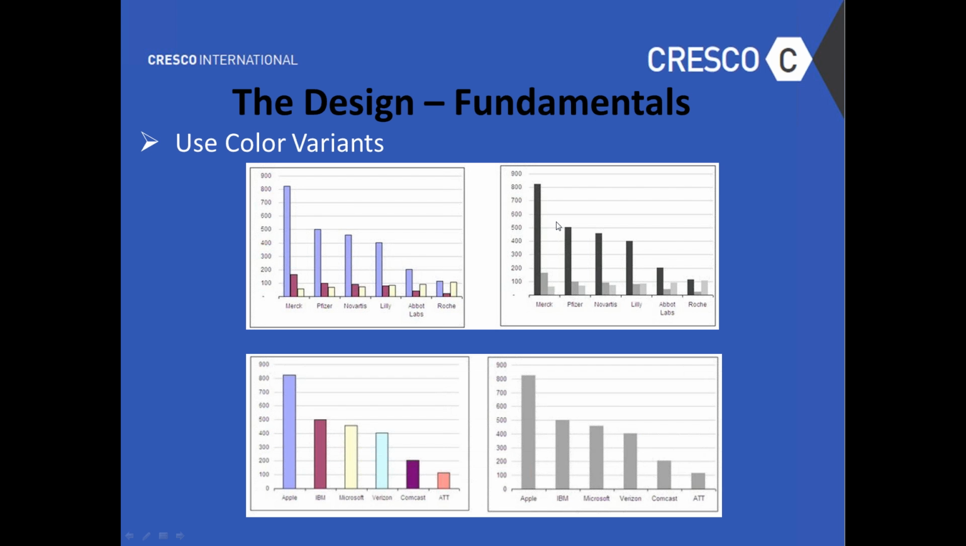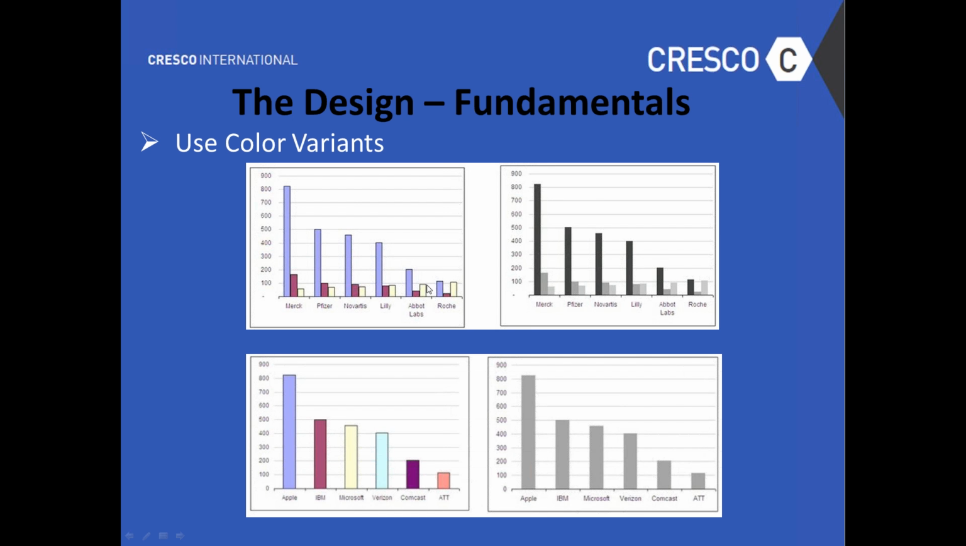And try to use color variance. When you're looking at the top part of this page, left and right hand side, you'll notice that the variants on hue or gray show different data series. So it's much easier to relate. For example, if you look at Merck and Pfizer, these are actually relatable compared to these over here.